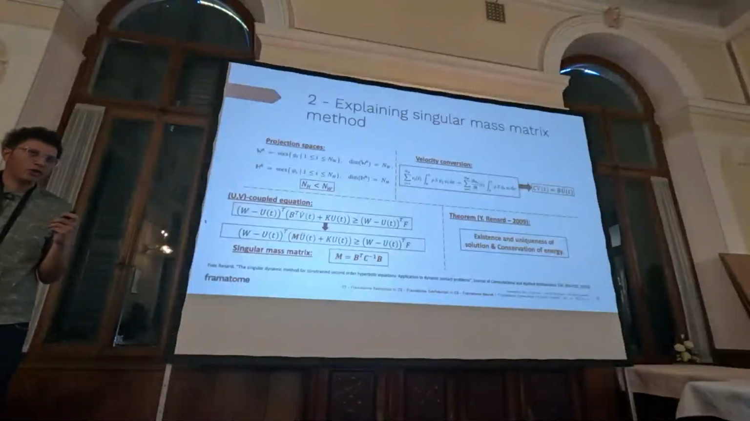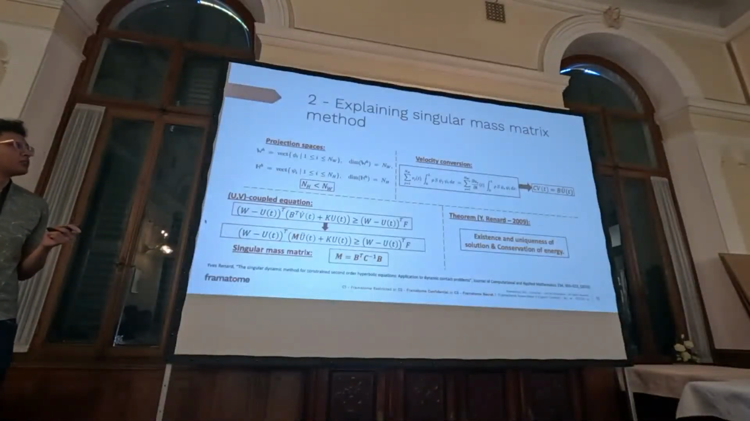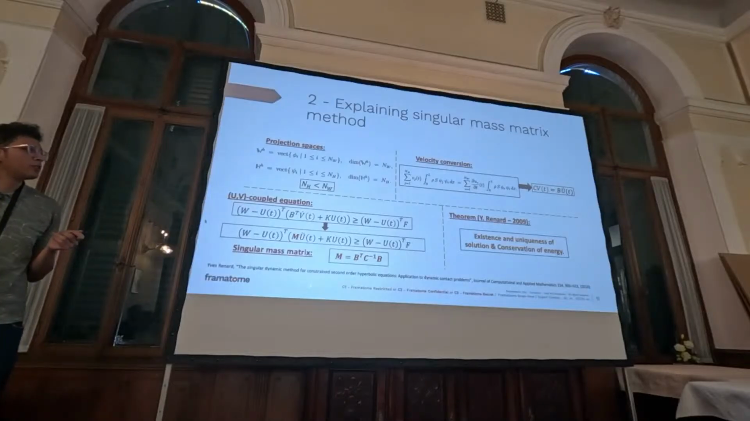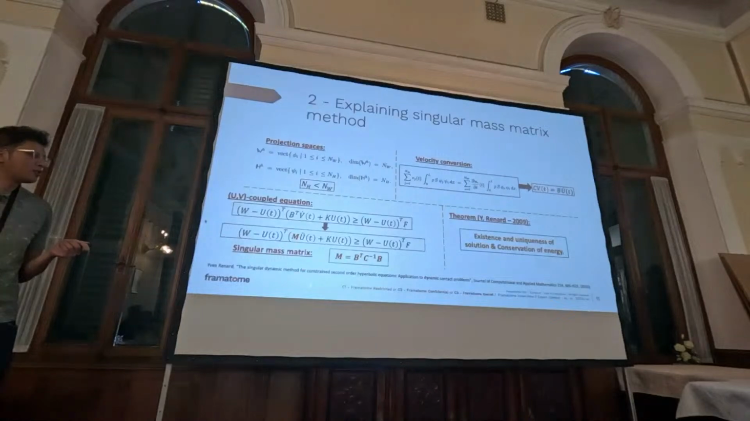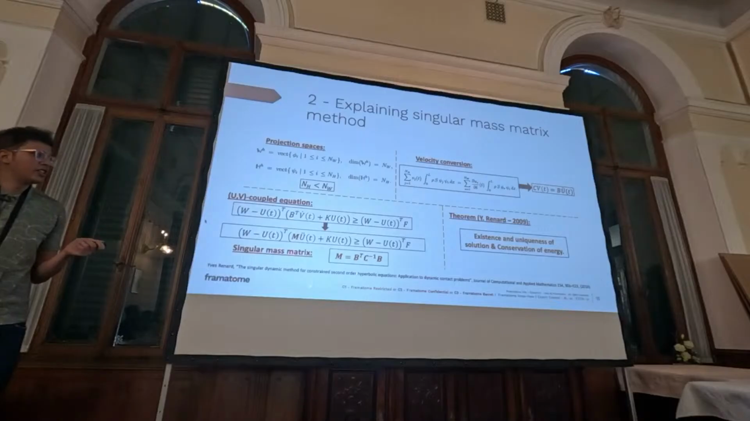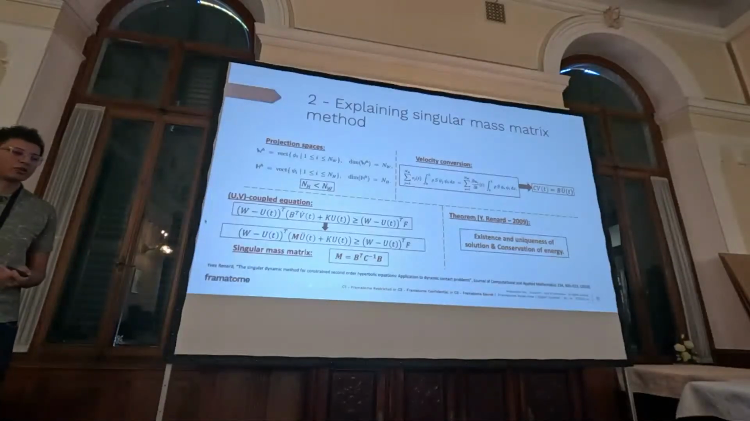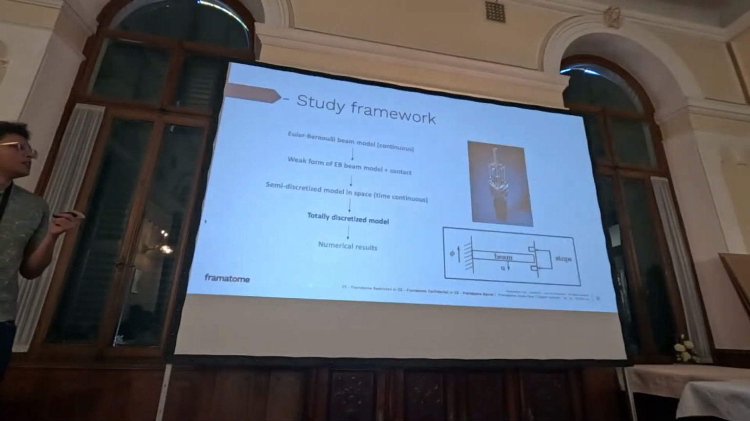So one method that I explored is the singular mass matrix method, which defines two different projection spaces and defines through it a velocity conversion, and thus we define a new mass matrix, but defined with these kinds of projections. And the theorem of Yves Renard proves the existence and uniqueness and the conservation of energy. So we have a solution that fits with our physical intuitions about elastic contacts and so on.